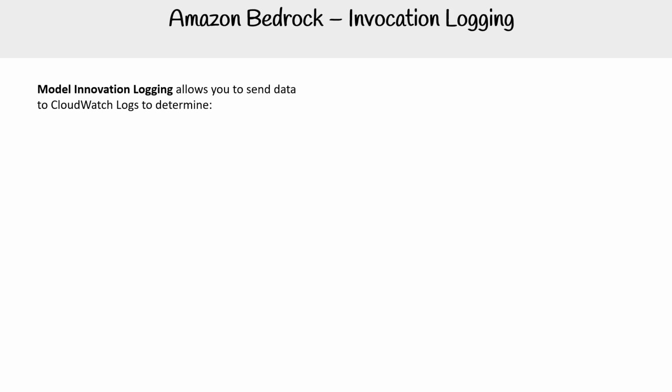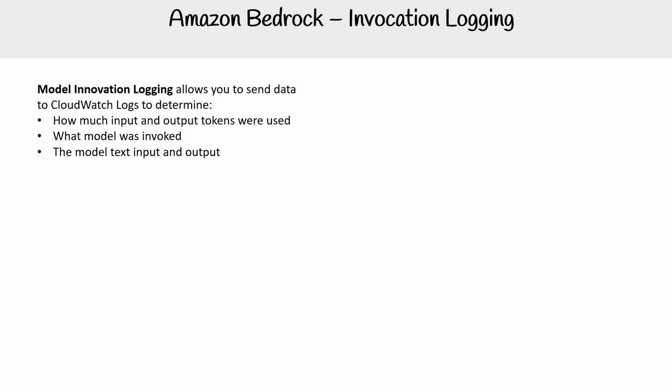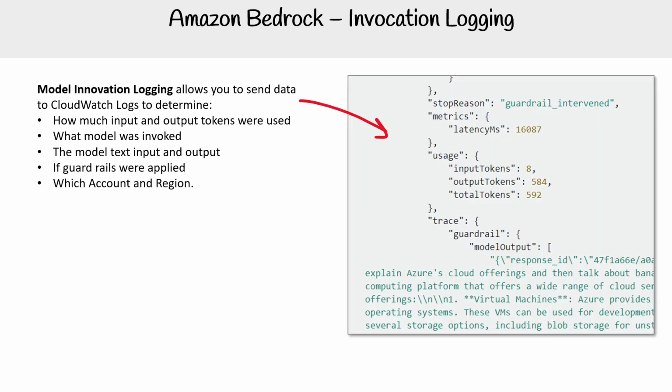So model invocation logging allows you to send data from Amazon Bedrock to your CloudWatch logs to determine things like your input-output token usage, what model was invoked, the actual text that was inputted by the user and what was outputted by the model, if guardrails apply, which account or region it's in. So here's a snapshot or a graphic from the actual log. So you can see here, you see input tokens, output tokens there on the right-hand side.